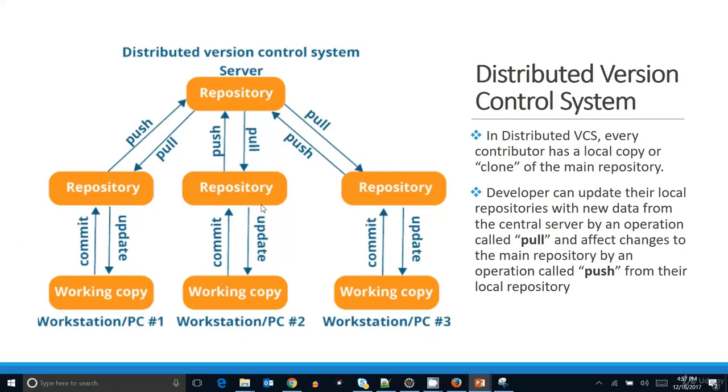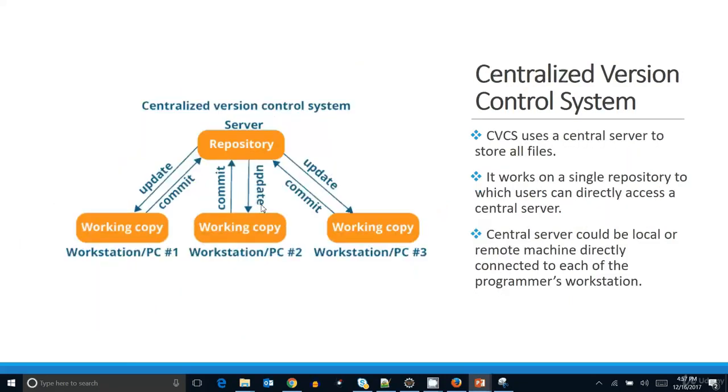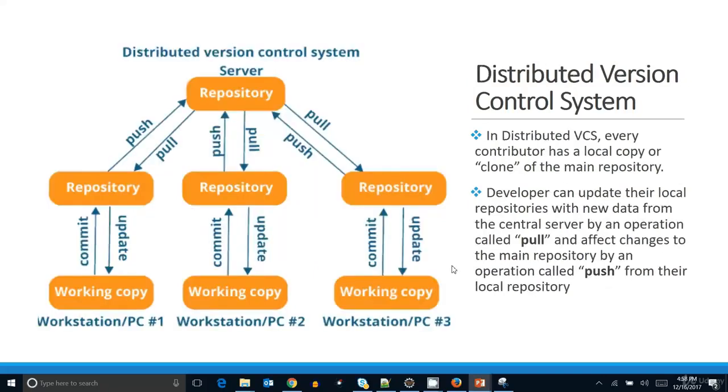So we have seen, now this is the picture. You can see there's one more layer being inserted over here between me and the centralized repository, which is called the local repository in the distributed version control system. So in distributed VCS, every contributor has a local repository or clone of the main repository. So this repository is basically a clone of this, and this is basically a clone of this.